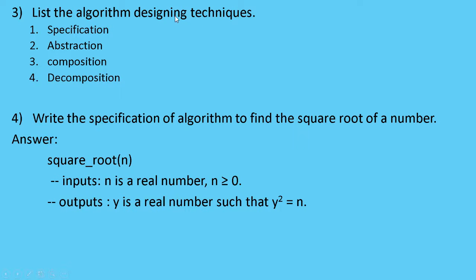Algorithmic designing techniques. We have four designing techniques. One is specification, abstraction, composition, and then decomposition. Write the specification of algorithm to find the square root of a number. இதெல்லாம் book உள்ளார உள்ளது. So இதையும் படிச்சுக்கோங்க. These are also very important. Square root is the name of the algorithm. Input வந்து ஒரே variable தான் we are passing. That is the parameter. Inputs, n is a real number, n greater than or equal to 0. Because we cannot find the square root of a negative number, another property we have to specify. And output is y is a real number such that y square is equal to n.